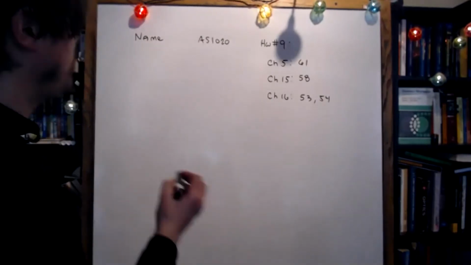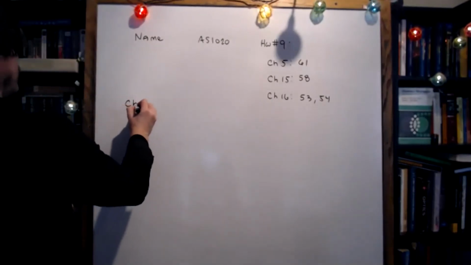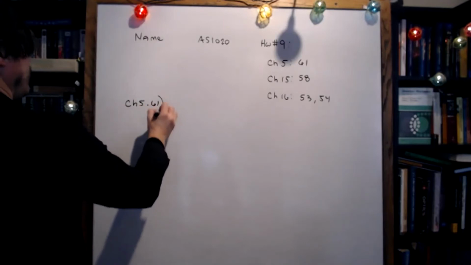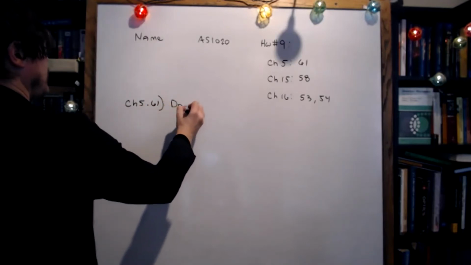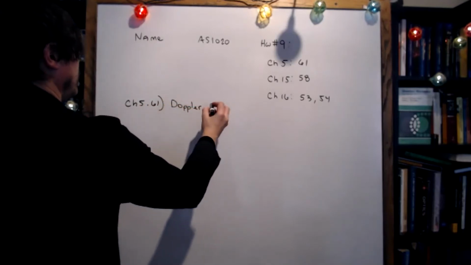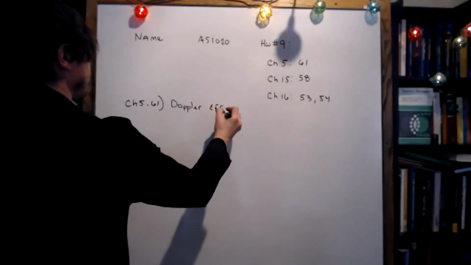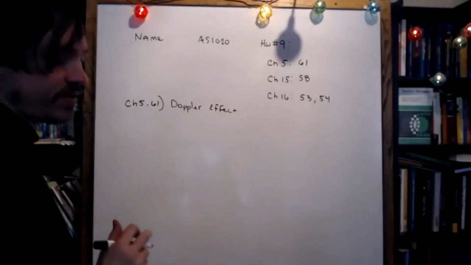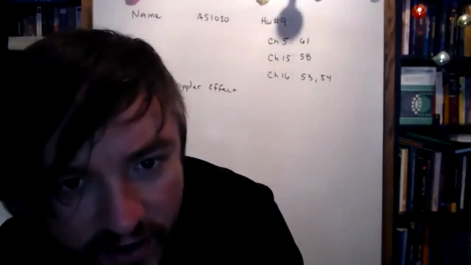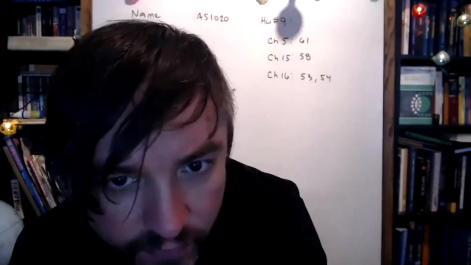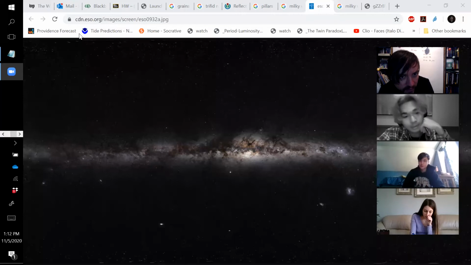All right, so let's go over to chapter 5, number 61. This is a problem on the Doppler effect. And I thought it might be nice for us to do that as a kind of practice problem so that we can sort of see how it might work on a test. We're just going to calculate the velocities of a few stars from their Doppler shifts. Let's share screen here. Let's go over to Blackboard.